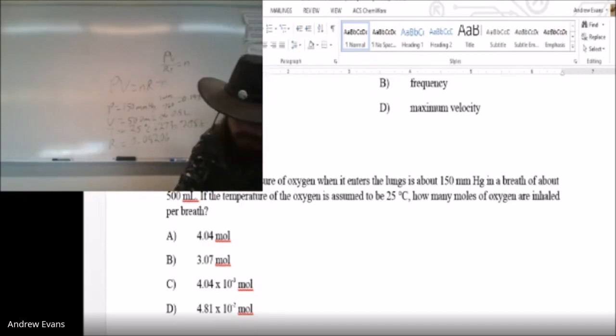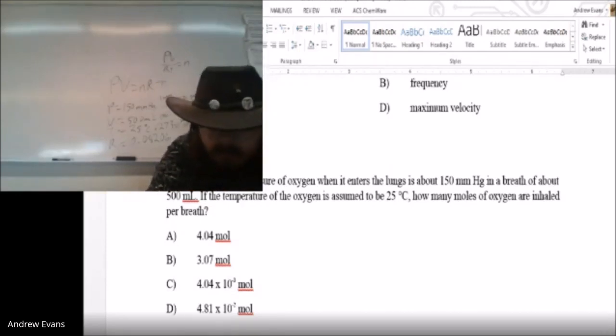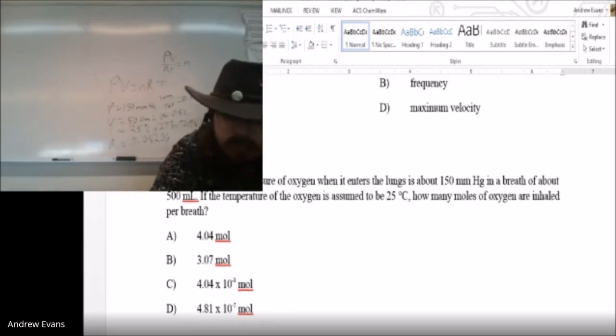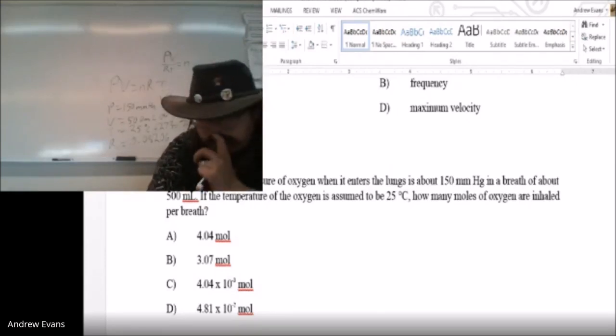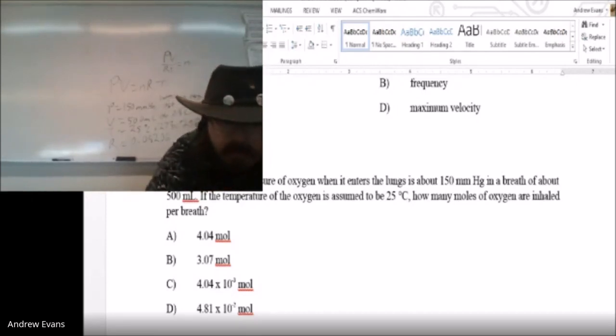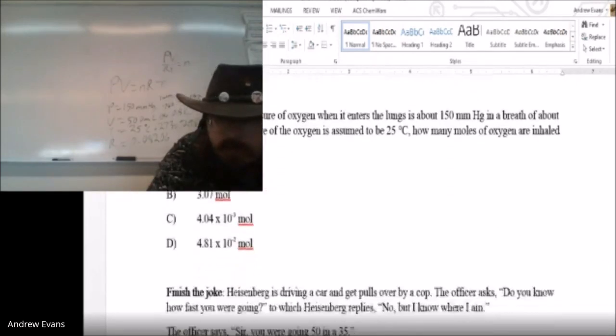So finally, PV over RT equals n. So I have 0.197 times 0.5 divided by R times 298. So how many moles? It's 0.00403. I'm guessing I rounded somewhere. If I rounded too much, it should have been either way 4.04 times 10 to the negative third. Answer is C.